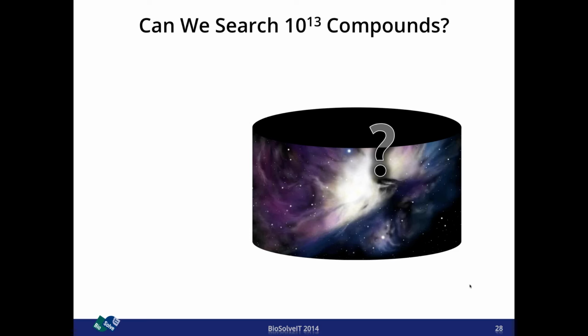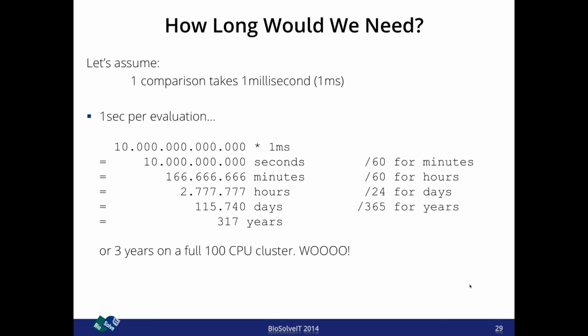So the question is, could we essentially search many more compounds than we usually store serially on a hard disk? Could we somehow search the compounds that we would have in principle access to, the compounds that we could in principle synthesize? So that's the big question here. How could we actually do this? So let's just compute how long we would actually need to accomplish this in a serial standard brute force fashion.